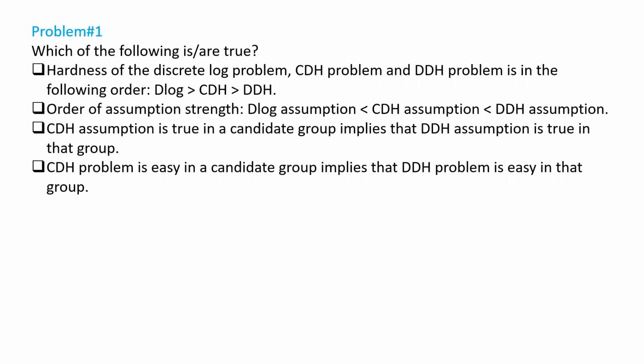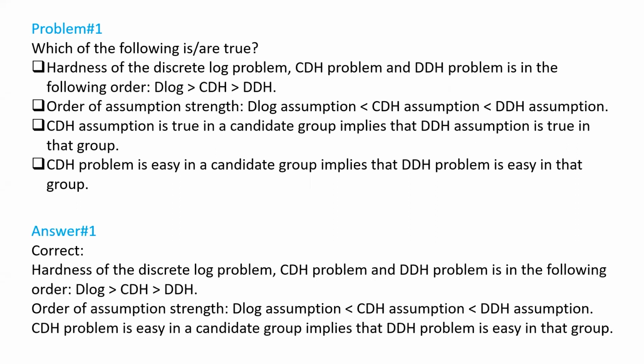Next statement is: CDH problem is easy in a candidate group implies that DDH problem is easy in that group. We have already discussed this. So this is already true. So the correct statements are the first one, the second one, and the fourth.